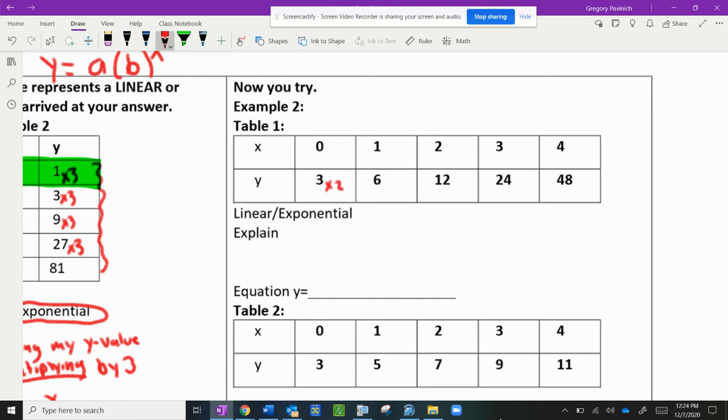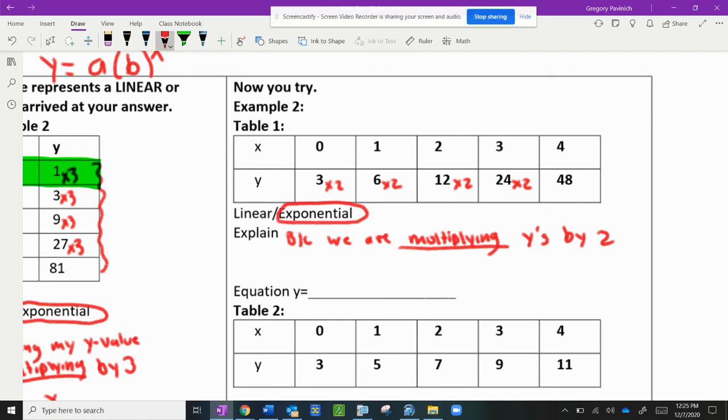So 3 times 2 is 6. 6 times 2 is 12. 12 times 2 is 24. 24 times 2 is 48. Definitely exponential, because as my x's are increasing by 1, I'm multiplying by 2, so I'm increasing again. So this is a growth. And so explain, because we are multiplying y's by 2.